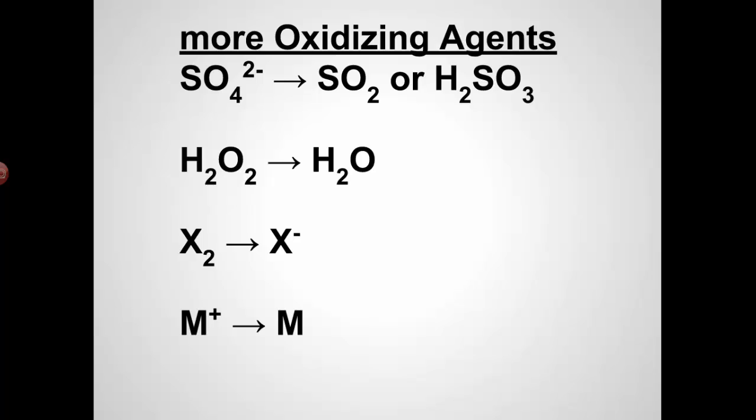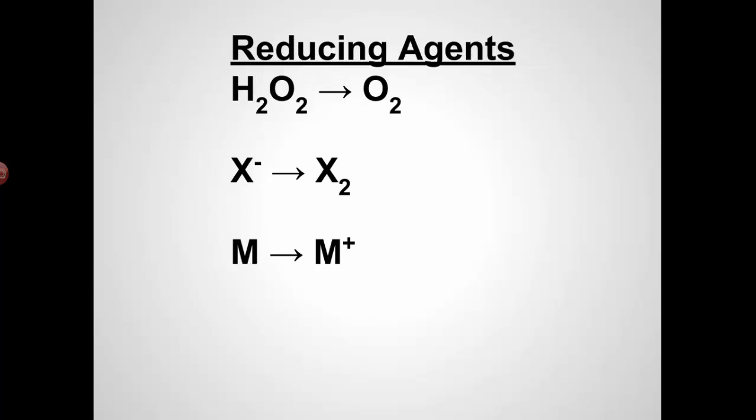X2, where X stands for halogens, any halogen, because they're all diatomic, right? F2, Cl2, Br2 and I2, so X is any one of those. That can also act as an oxidizing agent. It is then reduced to the halide ion, X-. M is any metal, so metal ions with positive charges can oxidize other things and be reduced to the solid metal, the free metal. Some reducing agents, peroxide again.